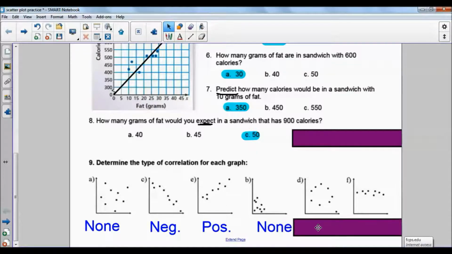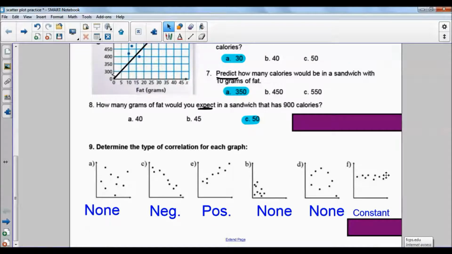This one's going to be none because it doesn't do either of those positive or negative things. They're all kind of just clumped together. The circle of these is just none again. And then our last one is going to be constant. Constant is the one that's like kind of flat. It just goes straight across. One of your variables is very consistent. It doesn't change.